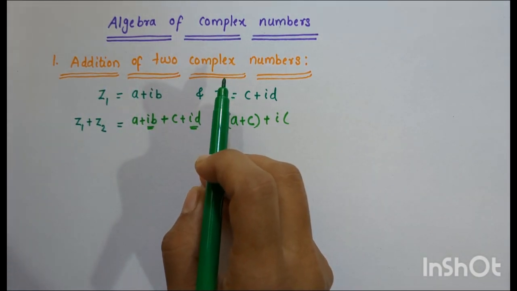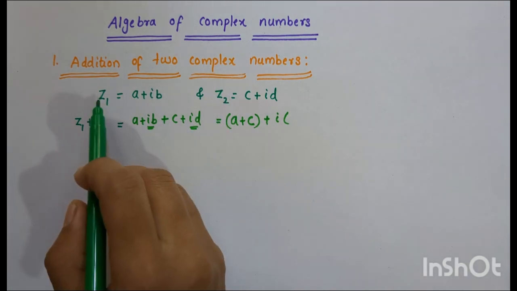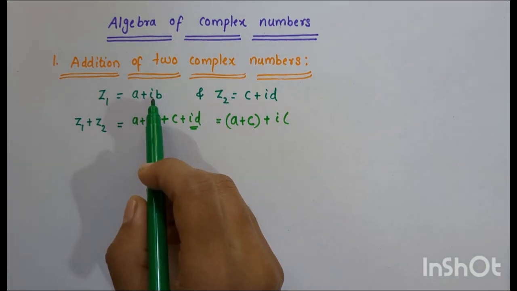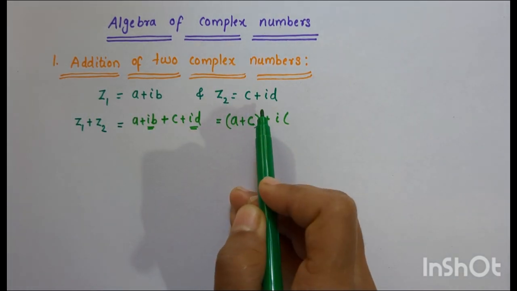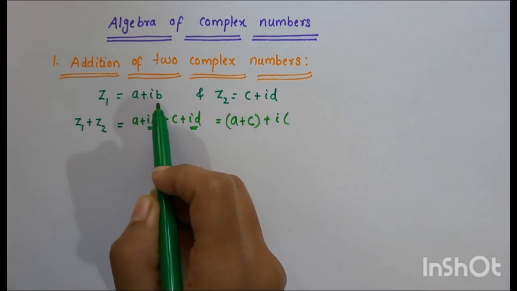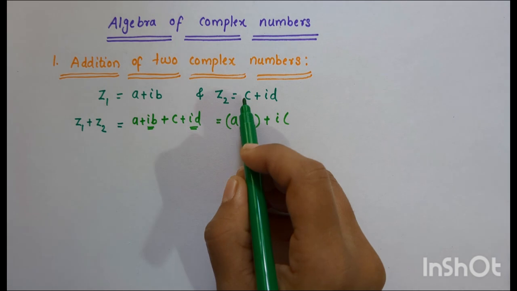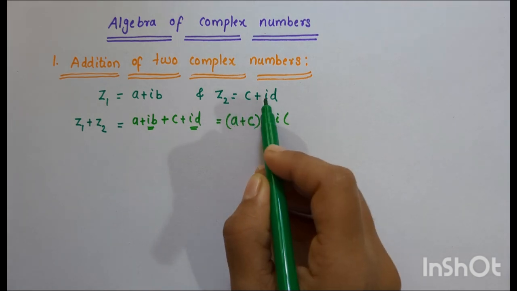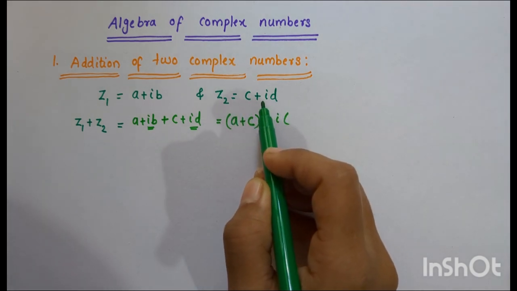So for that, I am considering two complex numbers. One is z1 is equal to a plus ib and z2 is equal to c plus id. See, a is the real part of this complex number and ib is the imaginary part. And here c is the real part and id is the imaginary part.